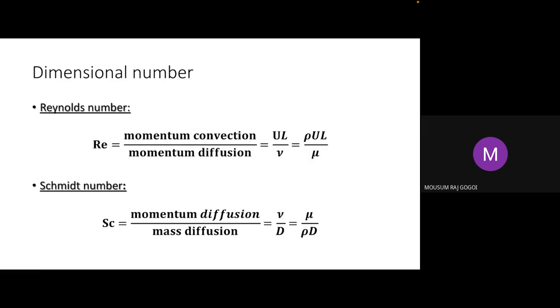There is another number known as the Schmidt number. The Schmidt number is similar to the Reynolds number, but it is the ratio between the momentum diffusion and the mass diffusion. Normally the mass diffusion coefficient is written as capital D, and the momentum diffusion is the kinematic viscosity. The ratio nu by D is known as the Schmidt number. You can study this later in a heat transfer or mass transfer course.